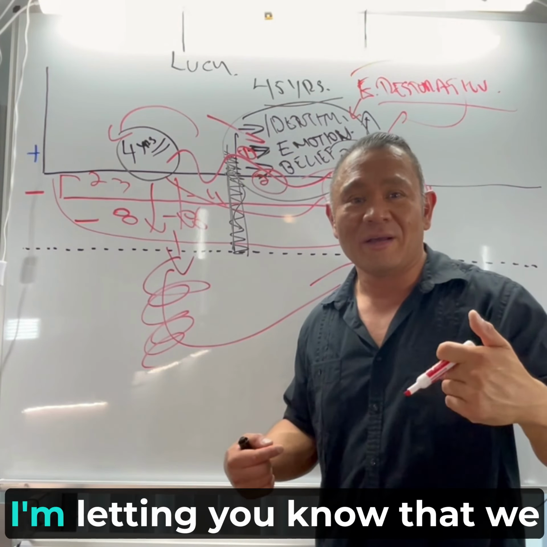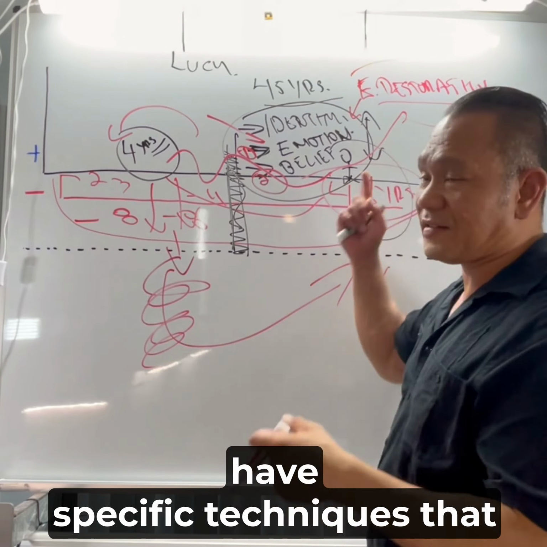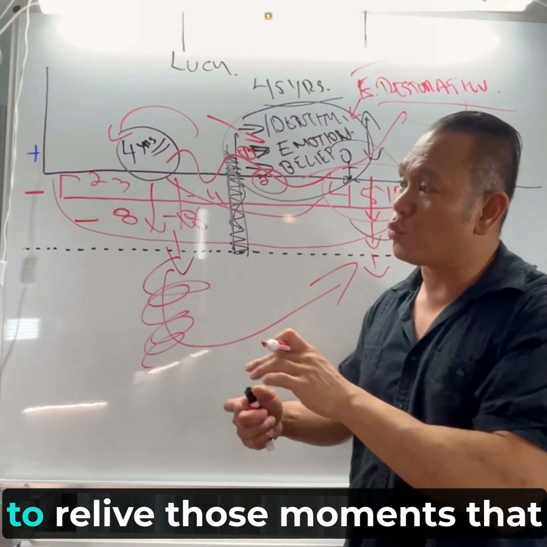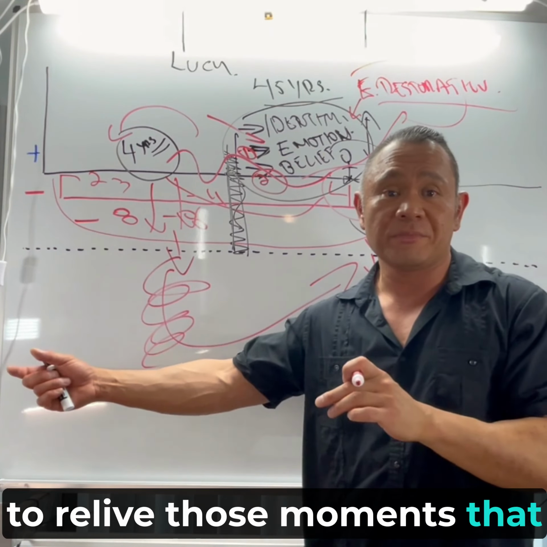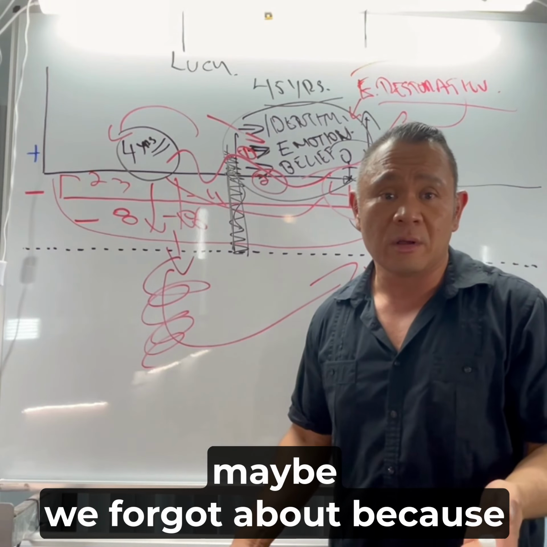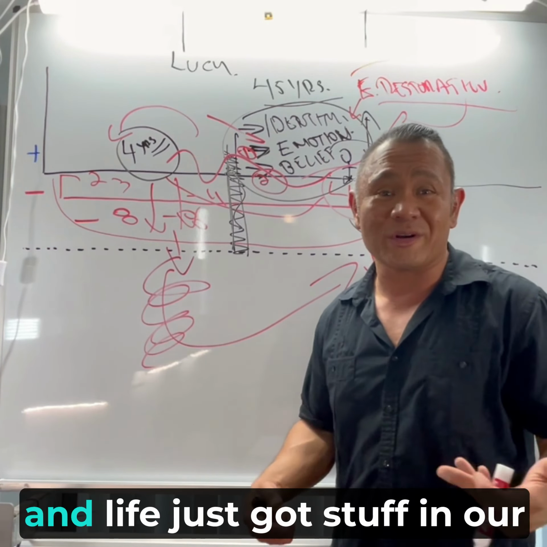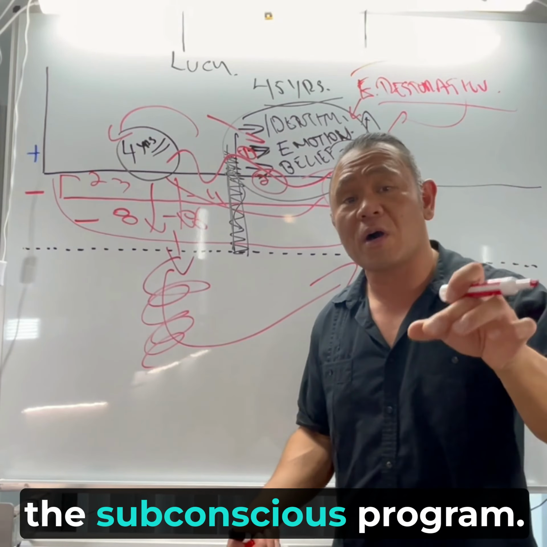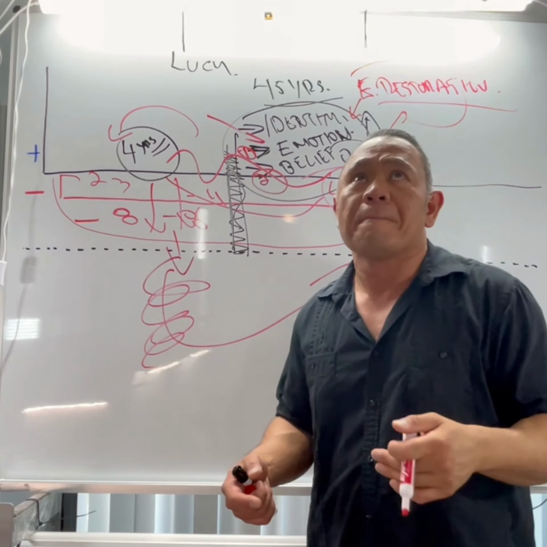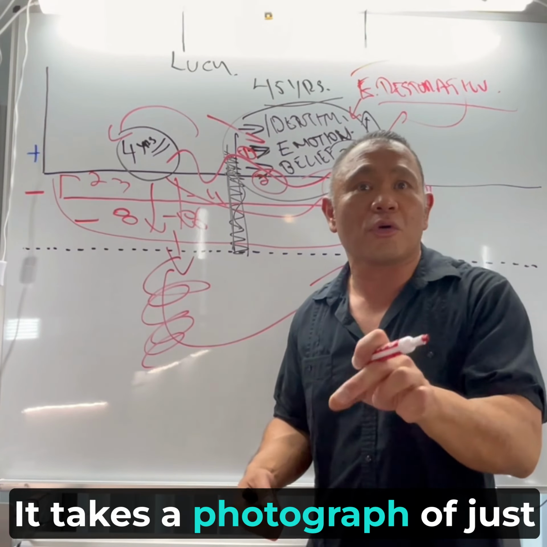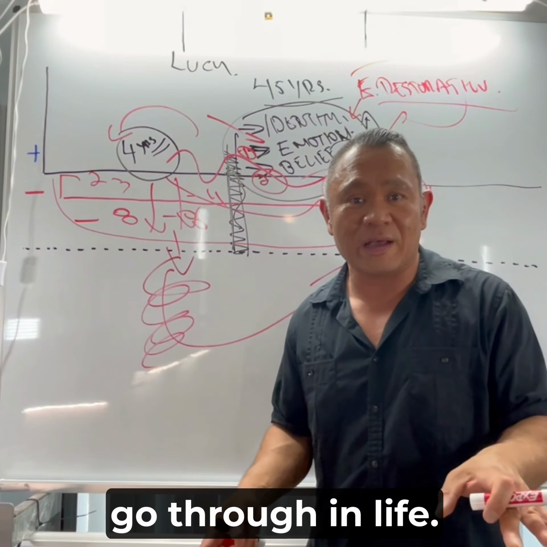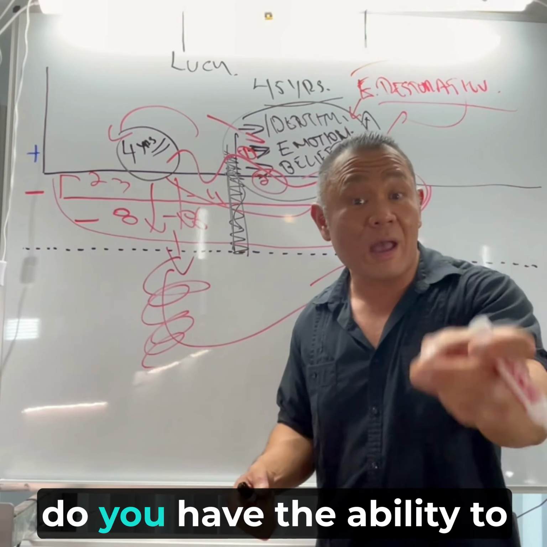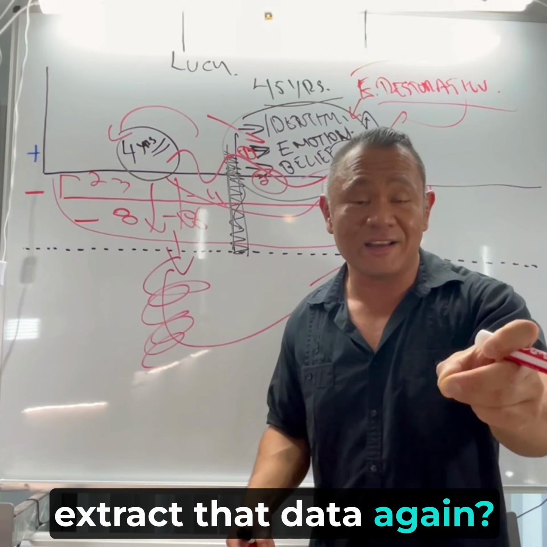That's our job. I'm letting you know that we have specific techniques that allow the subconscious mind to re-enter, to relive those moments that maybe we forgot about because we got older, and life just got stuff in our way. But it's in there. The subconscious program takes a photograph of just about everything that we go through in life. It's kind of like a giant hard drive. The question is, do you have the ability to extract that data again?